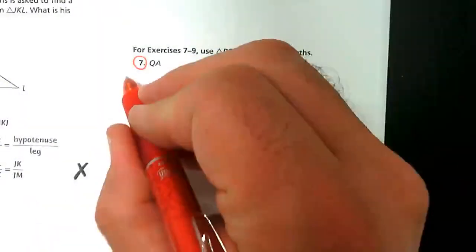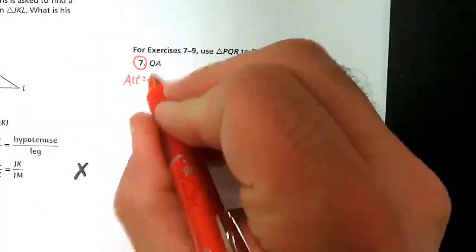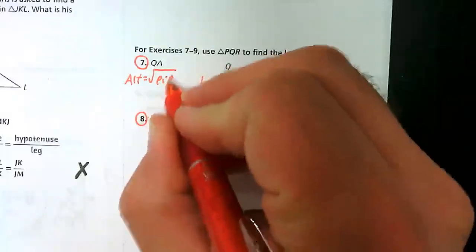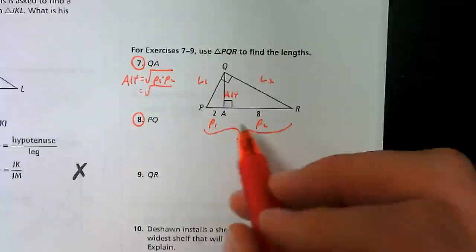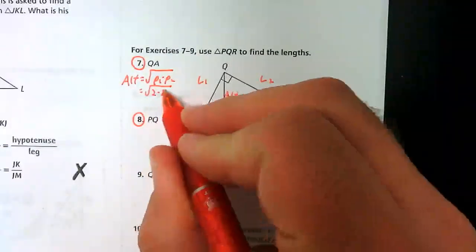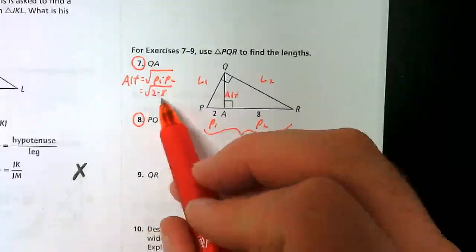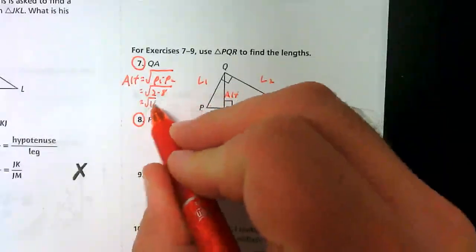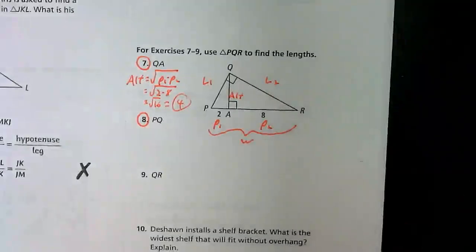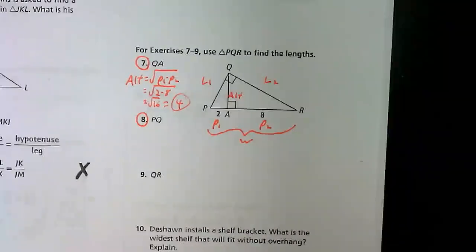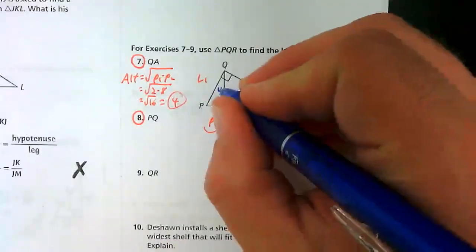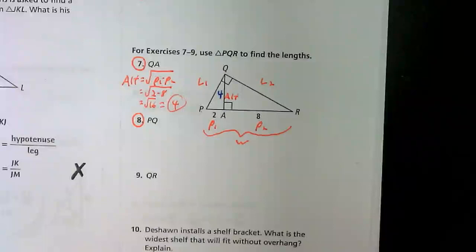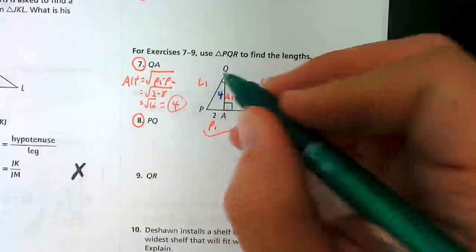So using your formula for altitude, which was altitude equals the square root of part 1 times part 2, you're just plugging in. Part 1 was 2, part 2 was 8. So 2 times 8 is 16, the square root of which is 4. So QA is the length of 4. Now, we may have to use that in another problem, so I'm going to label it on this diagram. That's 4.